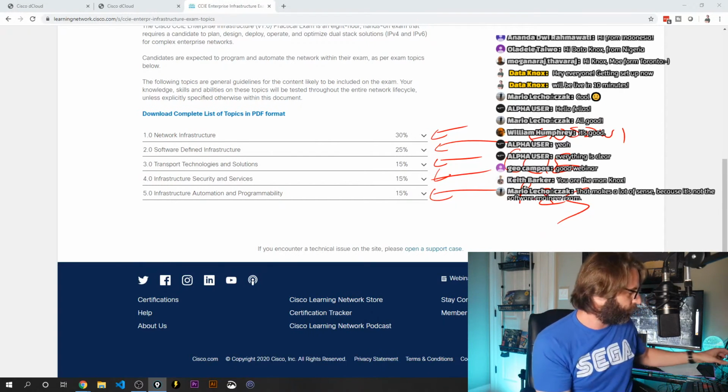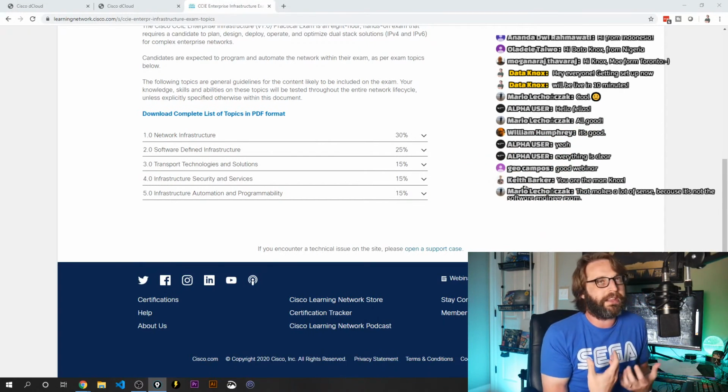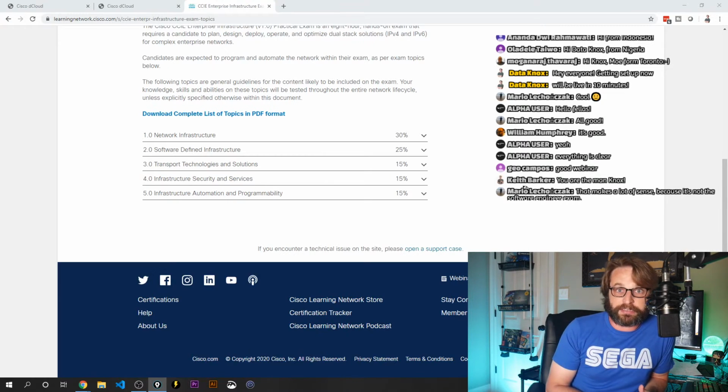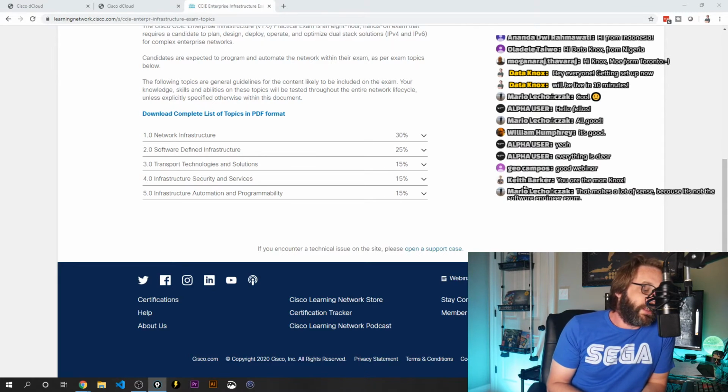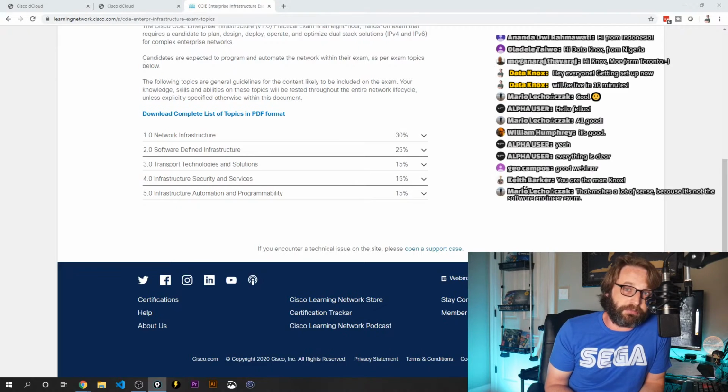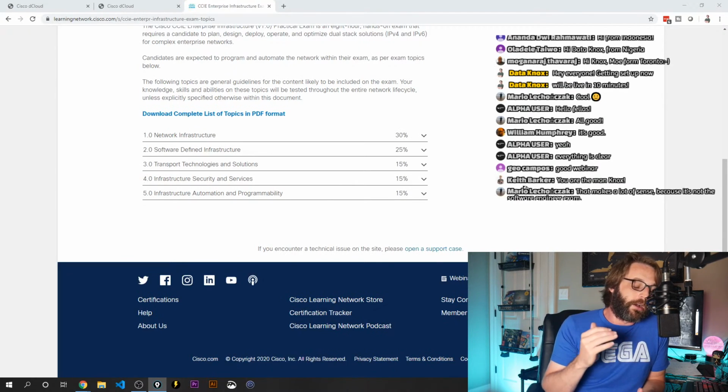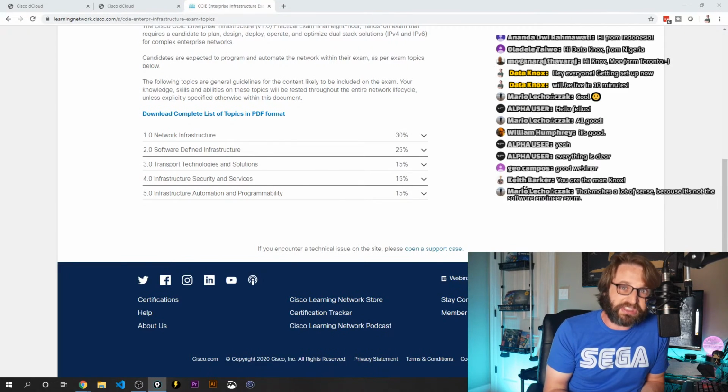And my number one stressor in all of this preparation was, how do I get hands-on with DNA Center? And they fully acknowledged that. They had an entire slide just to it. They were like, we understand that a lot of people won't be able to get access to DNA Center because it's a dedicated appliance. It's not virtualized at this point. It starts at like $50,000. It goes up to $200,000 depending on the size of the machine.